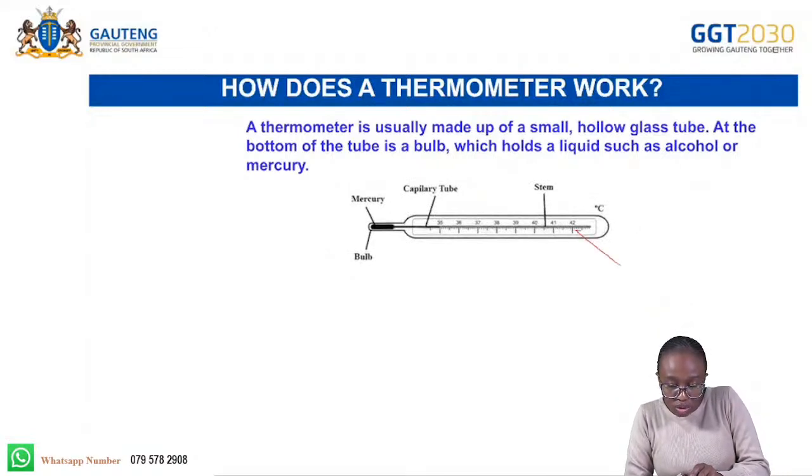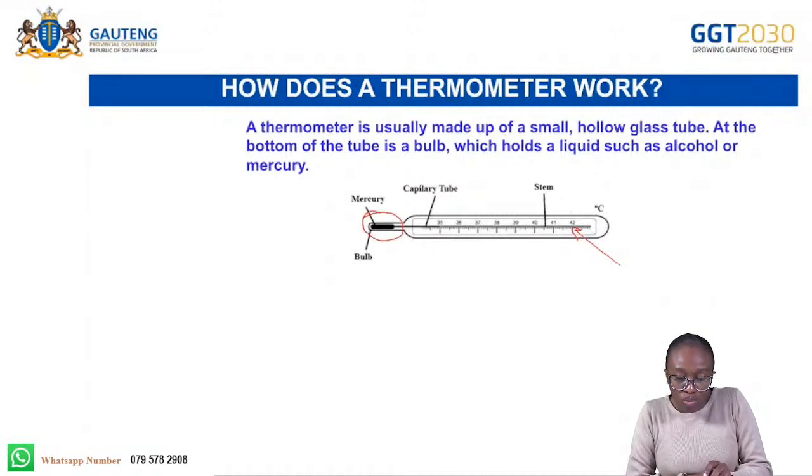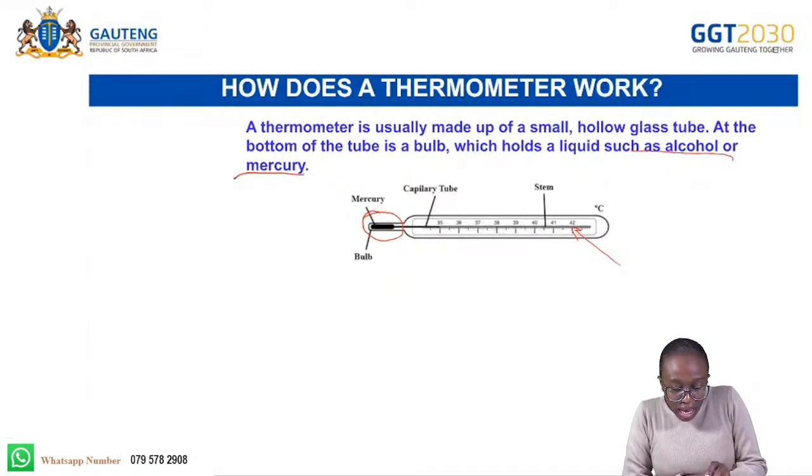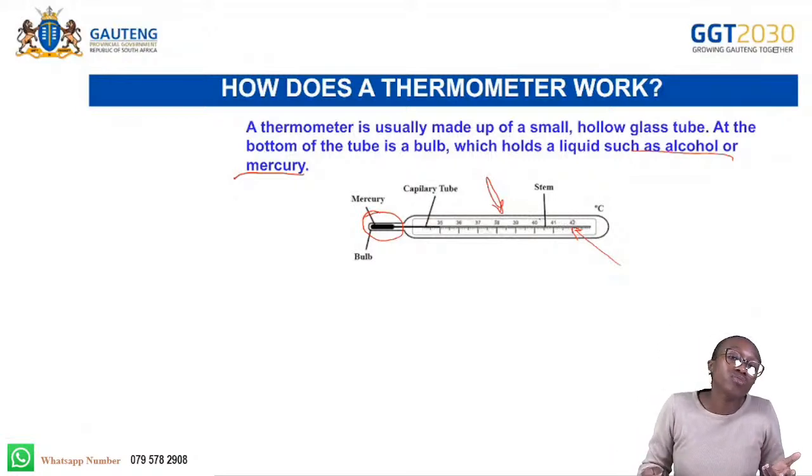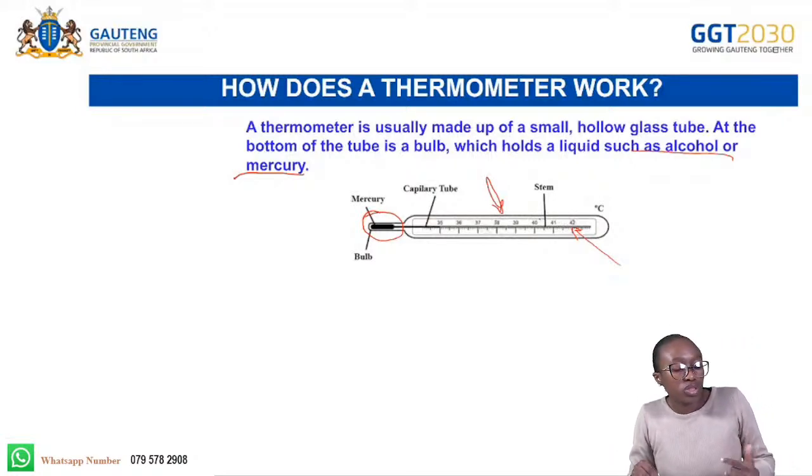So there's a small hollow glass tube, and at the bottom of it is a bulb which holds the liquid. It could be alcohol, it could be mercury. The smaller tube is inside another tube. Then we have graduations that will tell you your body is at 35 degrees Celsius or is at 40 degrees Celsius.